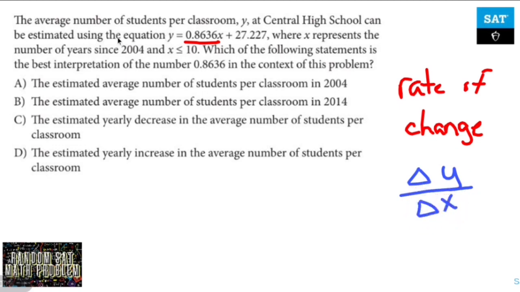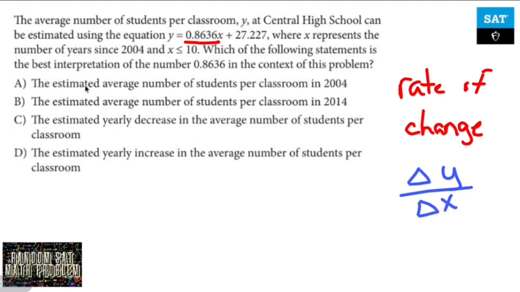My Y values are students per classroom, and my X values are the number of years as time goes on. So basically, even though it says that X can't be 0, if we were to start at 0, right now there's 27 kids per classroom. And then we add an eighth of a student the year after that, and then another eighth of a student, and so on and so forth. So this is the increase over time in students per classroom over the years.